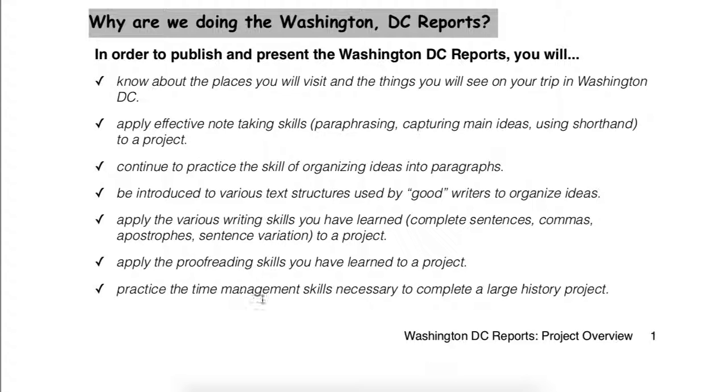Finally, you're going to practice the time management skills it takes to do a large project. This is a big project. So to complete this takes really managing time and materials. It's going to get you ready for the history project in 7th grade. And hopefully you can think of, wow, I did the Washington, D.C. reports. I was able to handle that. I'm ready for the 7th grade history project.